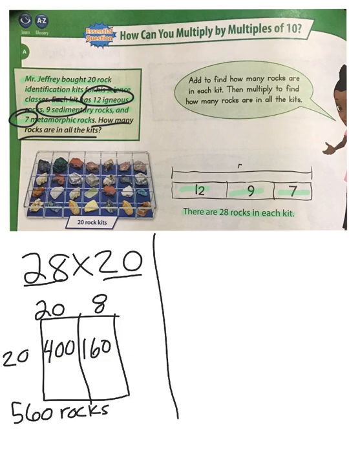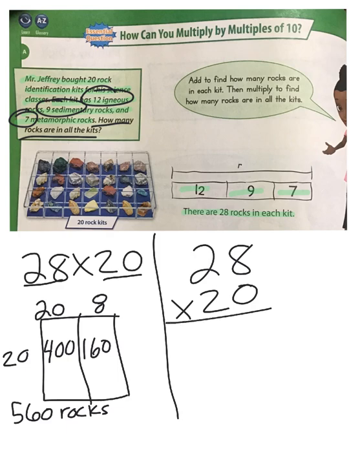The other way, which is the way we're going to work on today, is by using a standard algorithm. Now in our algorithm, we're going to put the multiple of 20 on the bottom to make it easier for us. So we are going to multiply 28 times 20.